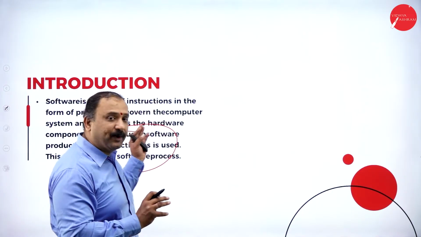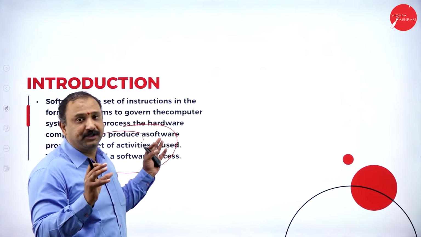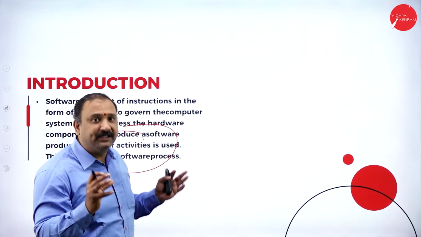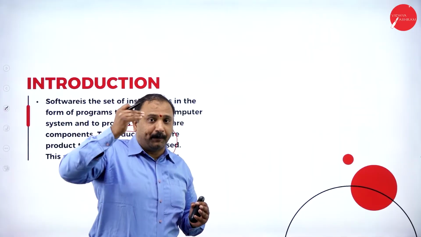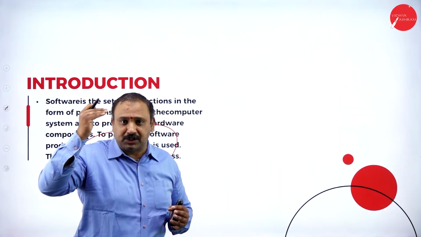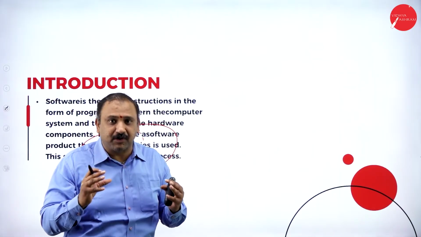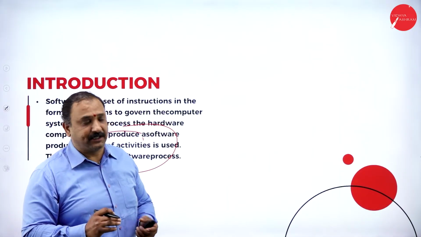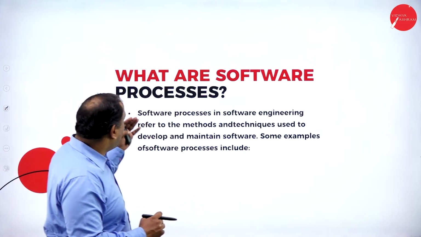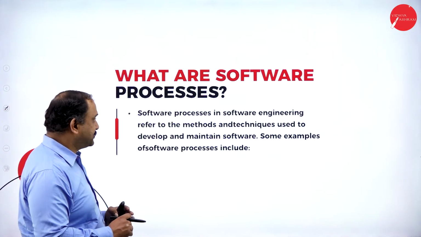So that's exactly where this software process comes into the picture, where you would try to understand that if I want to build a model, if I want to solve a purpose, an objective, I would try to build a set of instructions which would give me the desired results. Followed by which, what are these software processes?